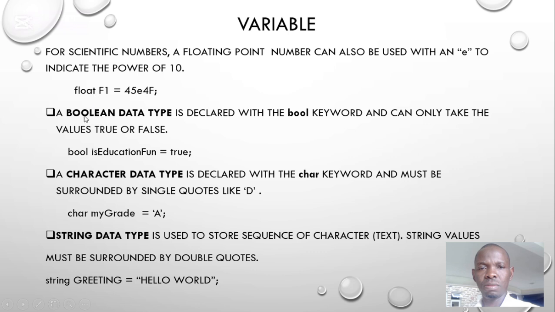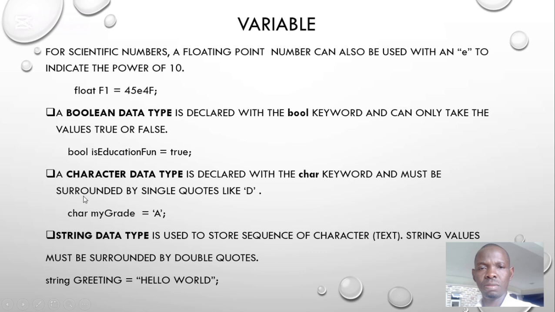Then the boolean data type is declared with the bool keyword and can only take the value true or false. So here we can see the boolean. Is it true or false? We assign true to this variable value bool.